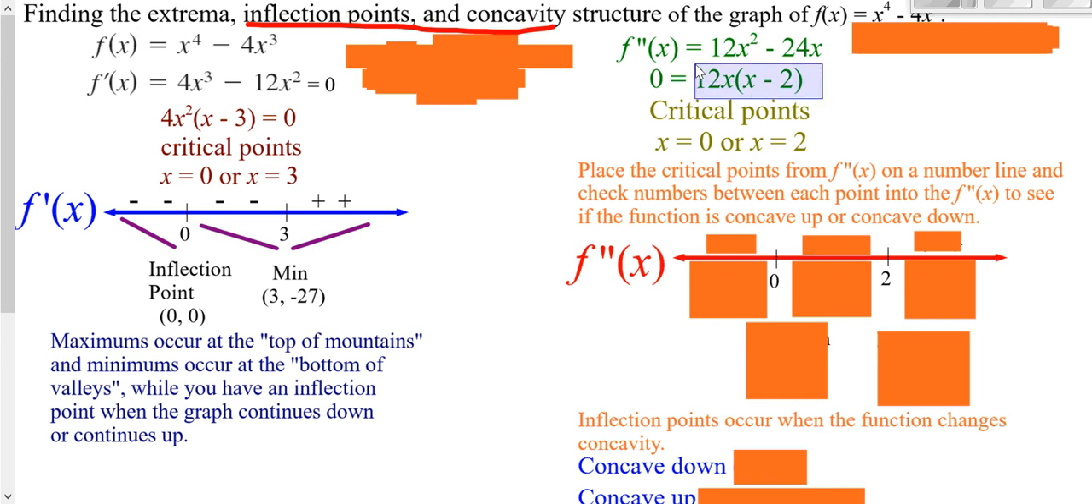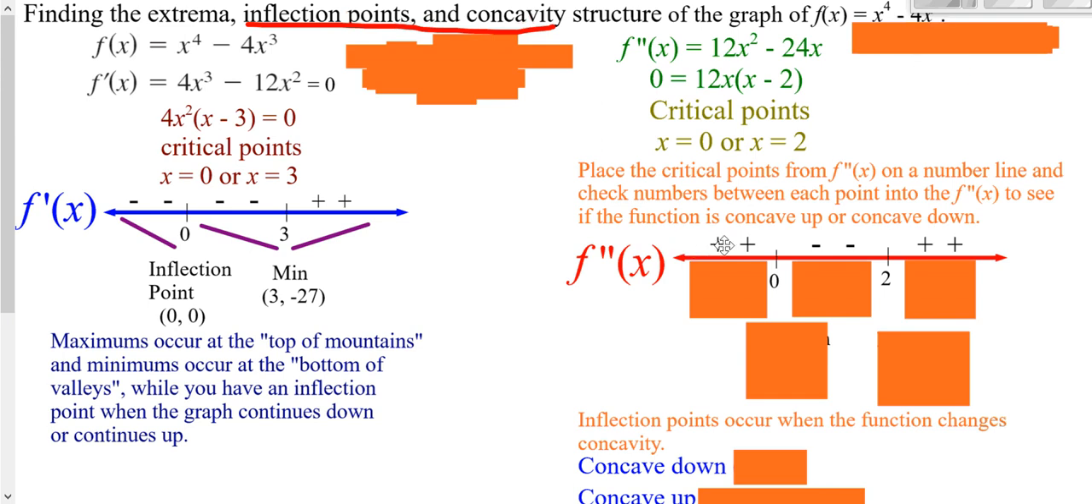12 times -1 you would know is negative. -1 minus 3 is negative, so you'd have a negative times a negative, so you know it's positive. Try a number in between, like +1. So 12 times a +1 in front would be positive. Put a 1 here, that would be a negative. Positive times a negative you would know is a negative. Try a number to the right over here, like 3. 3 times 12 is positive. 3 minus 2 is positive. A positive times a positive is a positive.